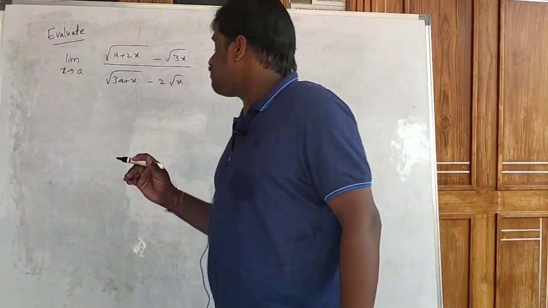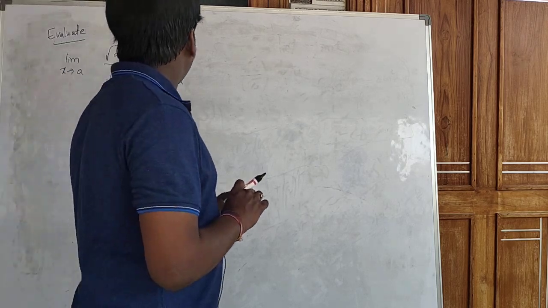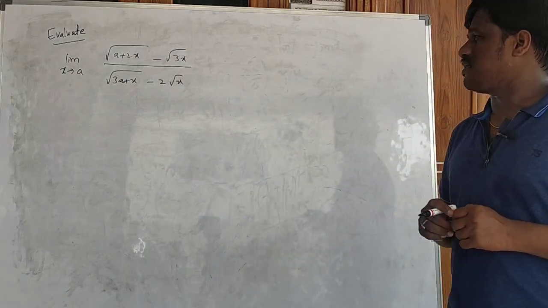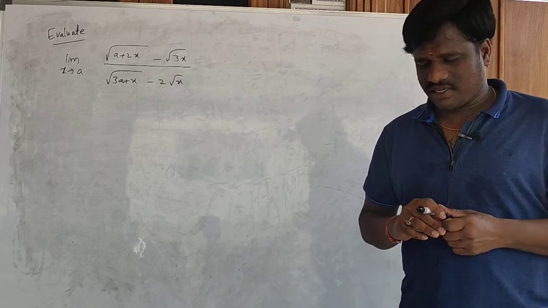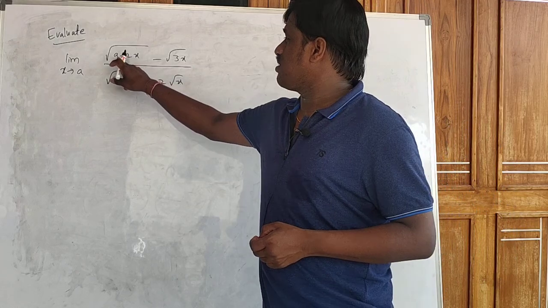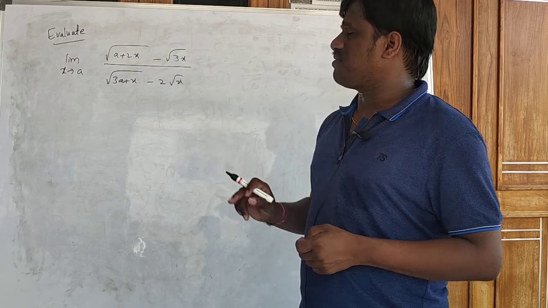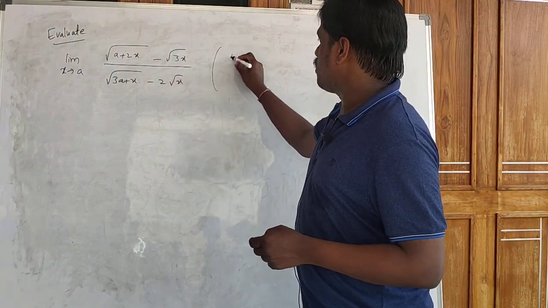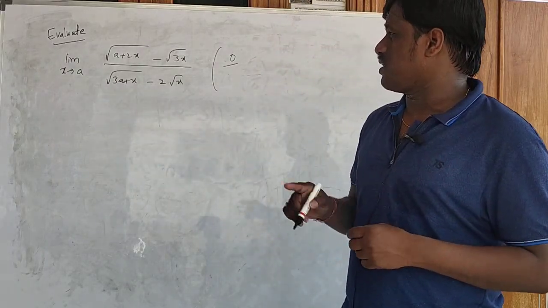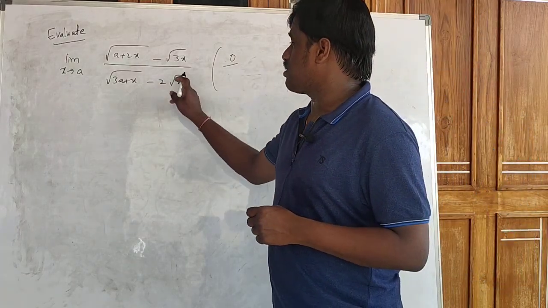Okay, let's see here. Limit as x tends to a of (square root of (a plus 2x) minus square root of 3x) upon (square root of (3a plus x) minus 2 root x). You have to simplify this and evaluate this limit. If I substitute a in this, I get square root of (a plus 2a), that is square root of 3a, minus square root of 3a, so the numerator is 0. In the denominator, square root of 4a minus 2 root a, that is 2 root a minus 2 root a, is 0.